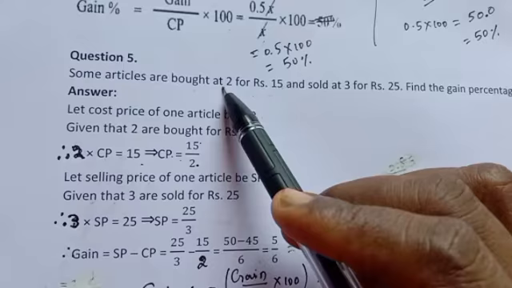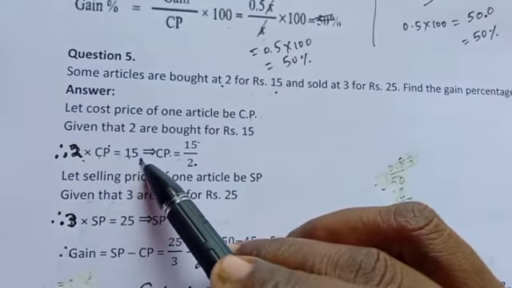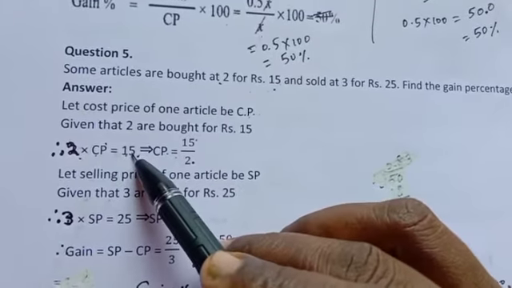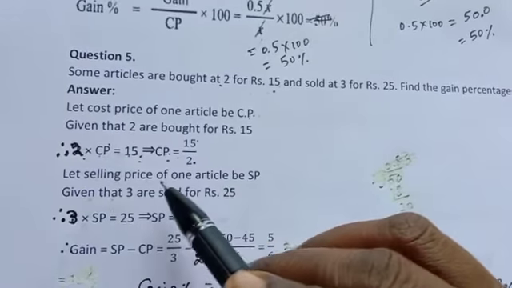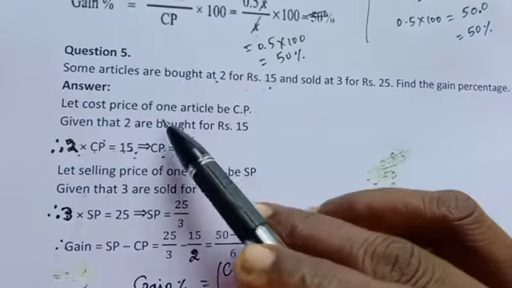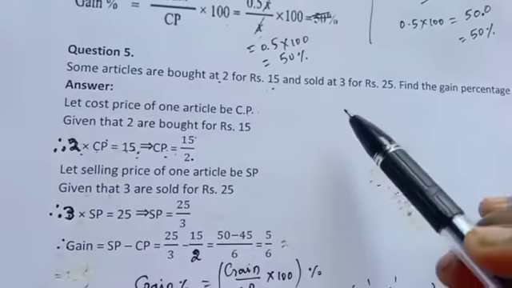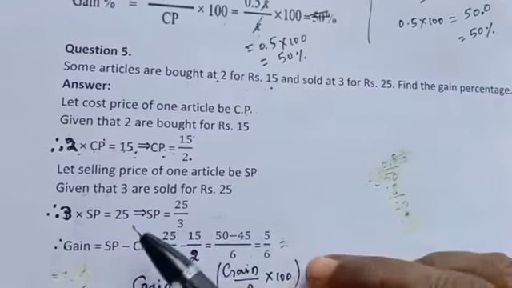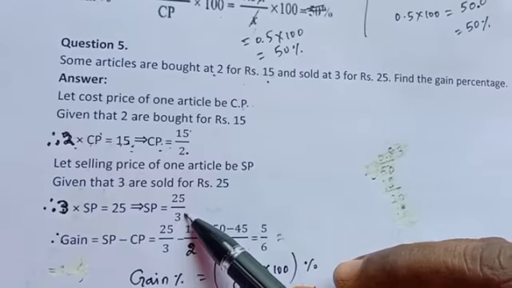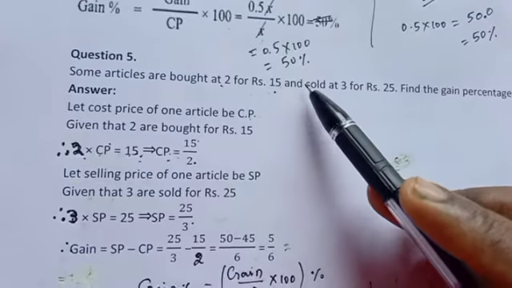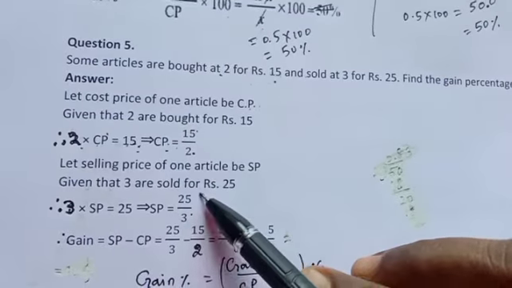Okay, students, one article we consider as CP. Question given two articles cost is rupees 15. So 2 into CP is equal to 15. This implies CP is equal to 15 by 2. Let the selling price of an article be SP. Cost price we consider as CP, selling price we consider as SP. Given that 3 sold for rupees 25, so 3 into SP is equal to 25. So SP is equal to 25 by 3. So for this given statement we found CP 15 by 2, SP 25 by 3.